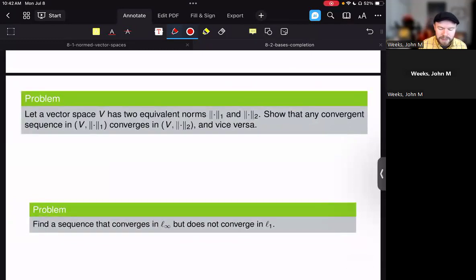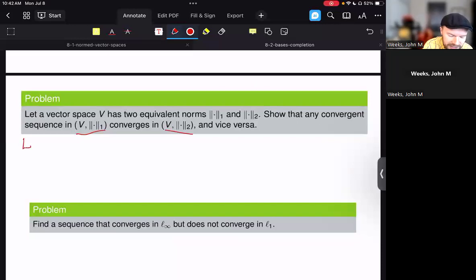Let's let a vector space V have two equivalent norms, norm 1 and norm 2. Let's show that any convergent sequence in V, norm 1, converges in V, norm 2, and vice versa. Very similar to the examples that we saw over on the right-hand side of the previous slide. So how are we going to show that these two have the same convergent sequences?